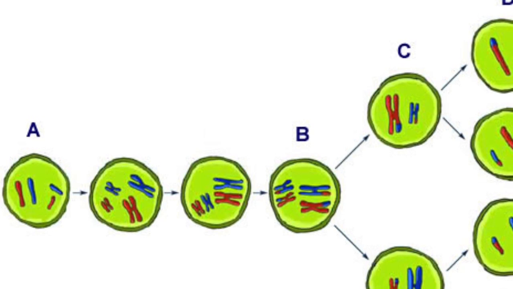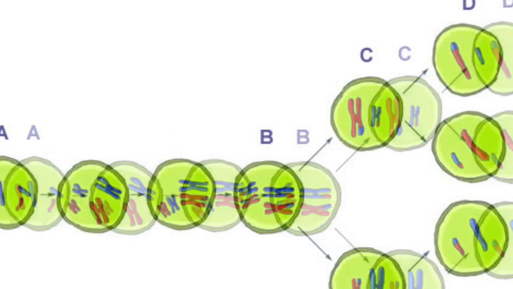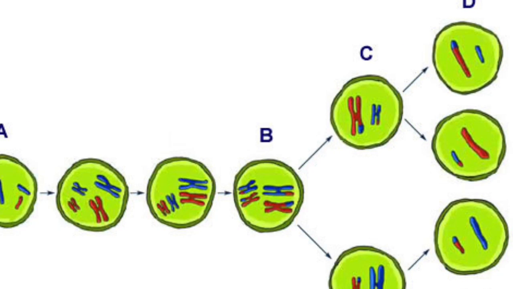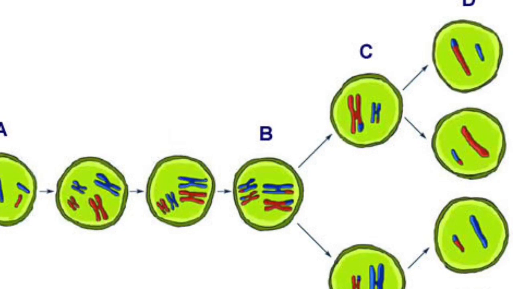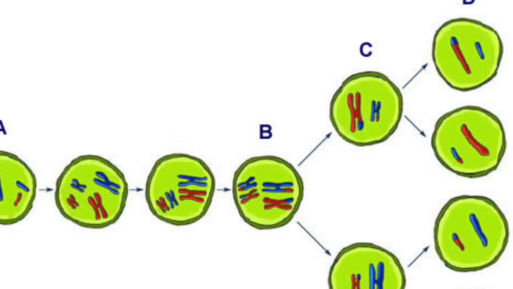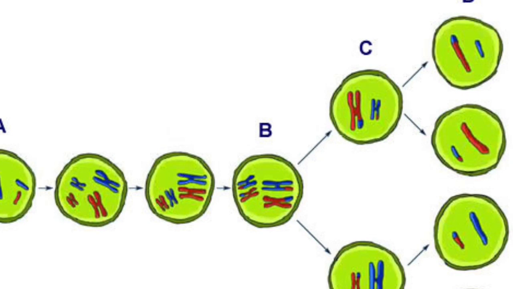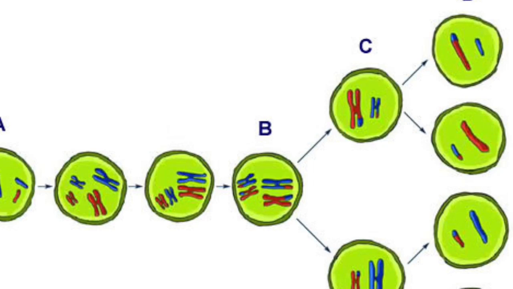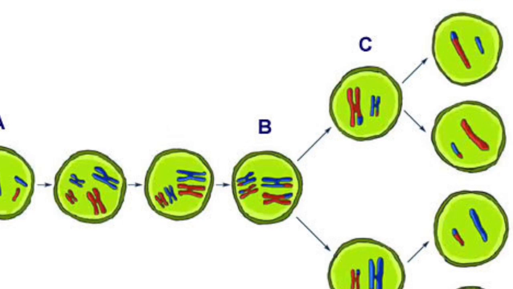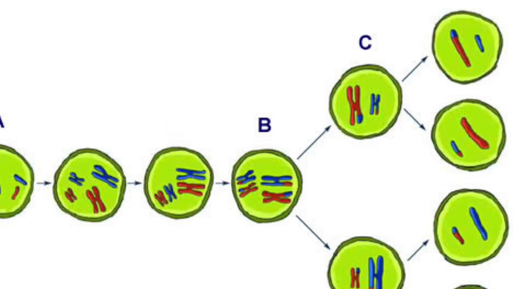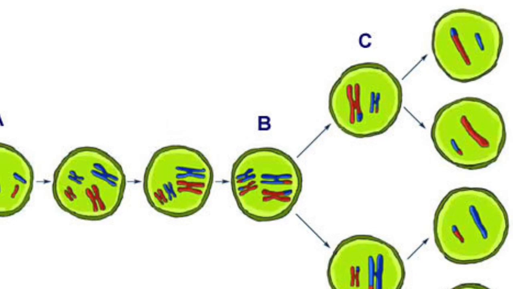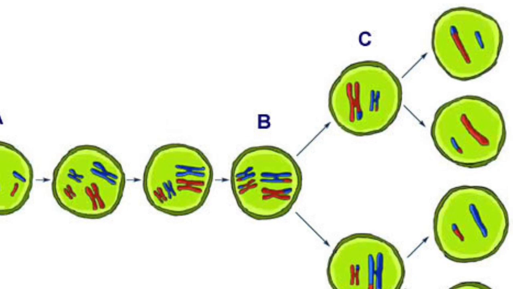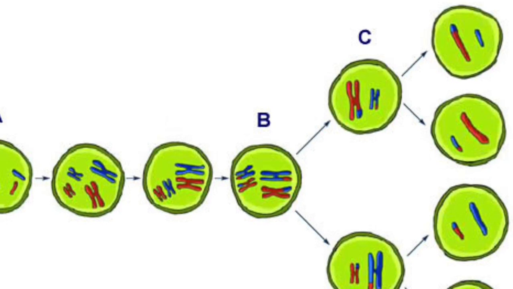Meiosis I separates the pairs of homologous chromosomes. In meiosis I, a special cell division reduces a cell from a diploid to a haploid. Next up, we have prophase I. In prophase I, the homologous chromosomes pair and exchange DNA to form recombinant chromosomes.